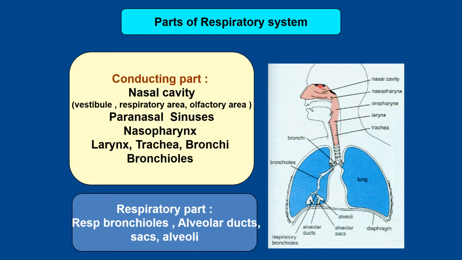Then, paranasal sinuses, the nasopharynx, larynx, trachea, bronchi, and bronchioles. So this is the conducting part. There is a part of the bronchiole where the alveolar sacs open, so exchange of gas is possible in that part. That is called the respiratory bronchiole. So the respiratory part starts from the respiratory bronchiole. Then the smaller subdivisions are the alveolar duct, alveolar sacs, and the alveoli.